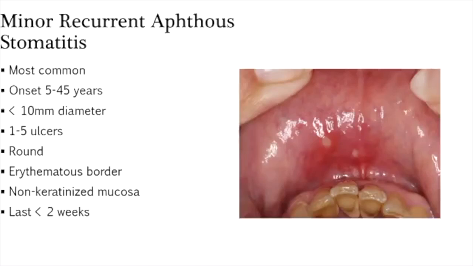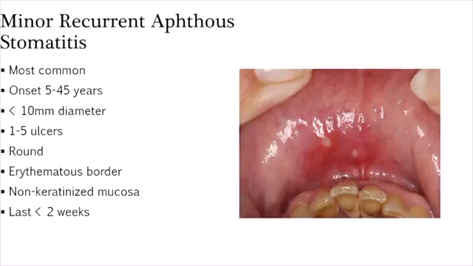minor is definitely the most common. So 80% of people have minor, okay? And most of the people in the room who have experience at this ulceration will have minor. So they're little, okay? They're less than a centimeter in diameter, and they can crop up in little bunches. Sometimes it's just one, but you can have up to 5. They are typically round. You've got your erythematous border.